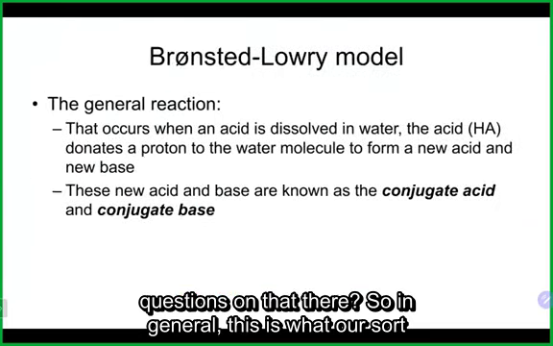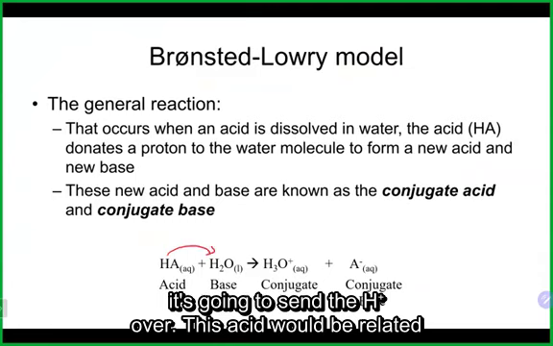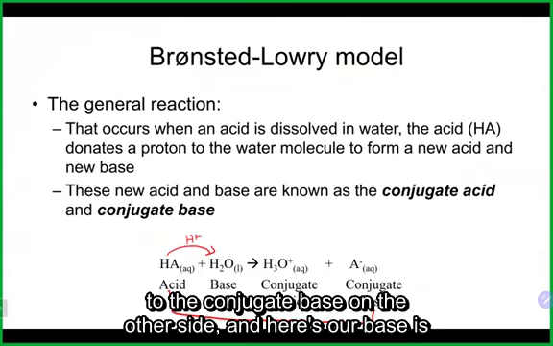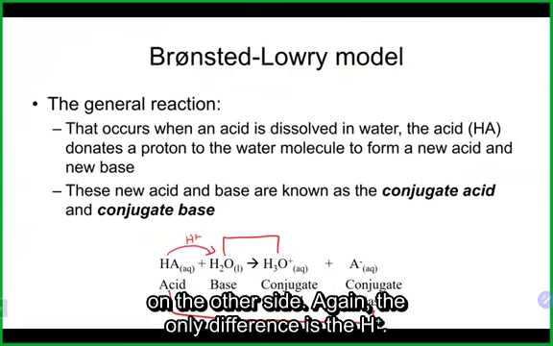So in general, this is what our equation looks like. Again, this is an acid, which means it's going to send the H plus over. This acid would be related to the conjugate base on the other side. And here's our base that's going to accept it, which would be related to the conjugate acid on the other side. Again, the only difference is the H plus.